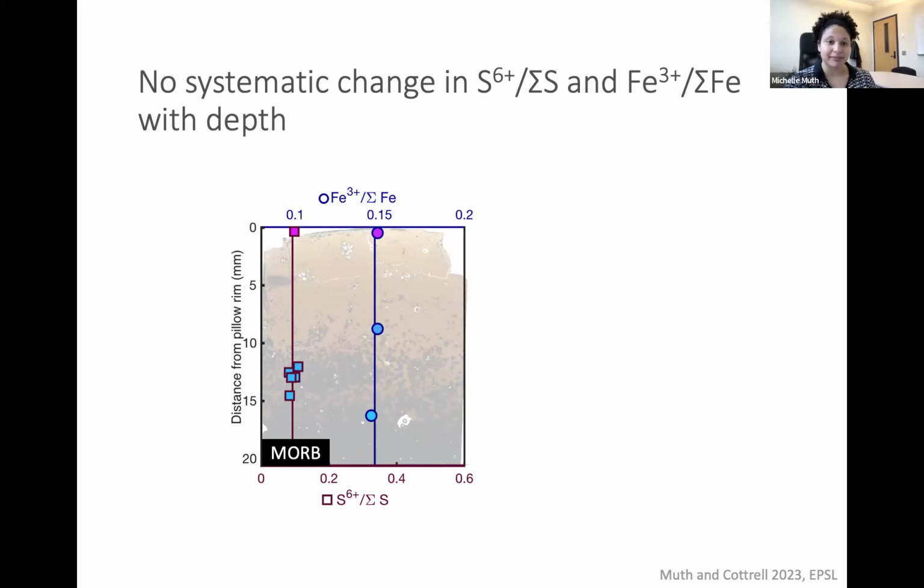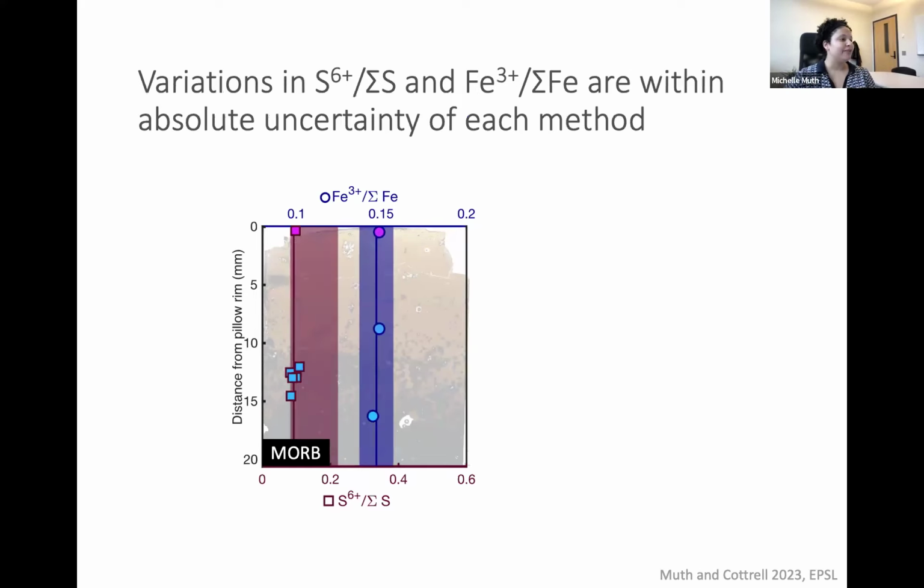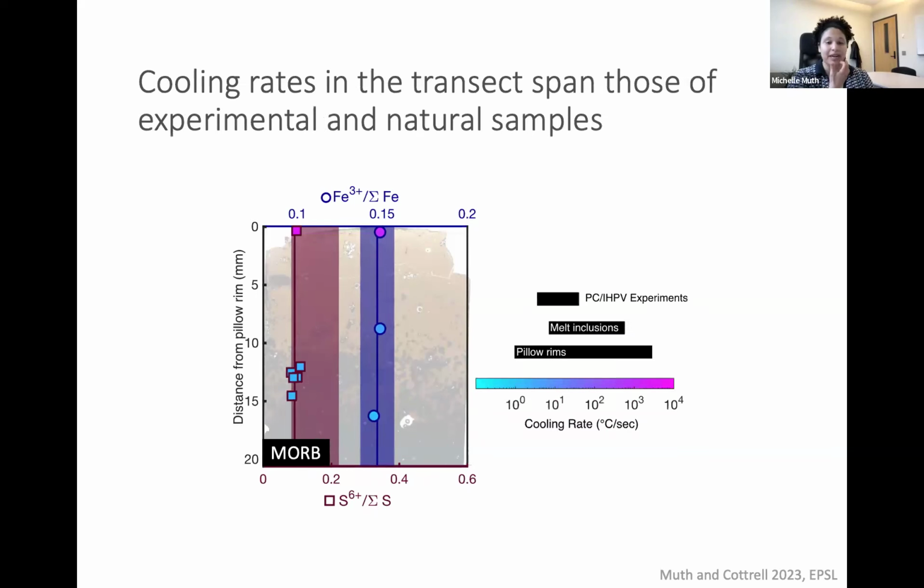So observation number one to make here is that we don't see any systematic change in either sulfur or iron valence state with depth along this pillow. And if we compare it to our calculations of absolute uncertainty, we see that none of the measured values are outside of that range. Because of that scaling factor uncertainty in sulfur XANES data, we have this odd looking asymmetric uncertainty in the case of the red sulfur XANES data. In both cases, though, we don't see any variations in sulfur or iron valence state outside of uncertainty along this transect. And we can also compare that to what we're able to calculate about cooling rates based on that half-space cooling model that I mentioned earlier in the talk.